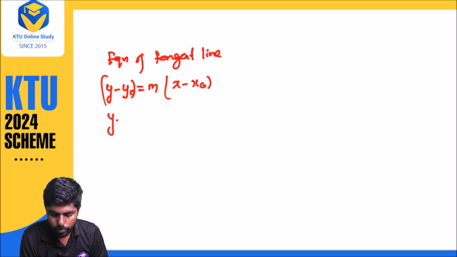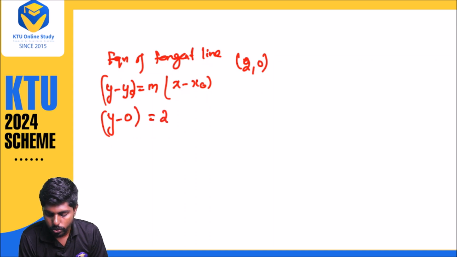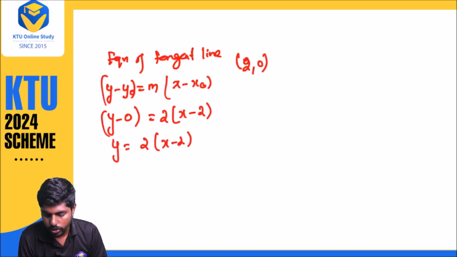So what is the point we are getting? The point is 2 comma 0. So y minus y naught, that is y minus 0, is equal to m, which is 2, into x minus x naught, which is x minus 2. So this is our equation, y equal to 2 into x minus 2. This is our equation of tangent line.